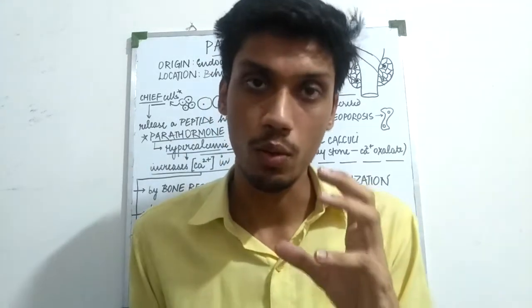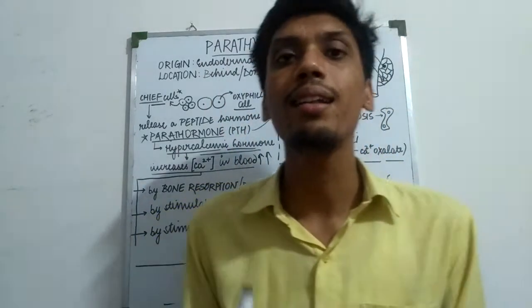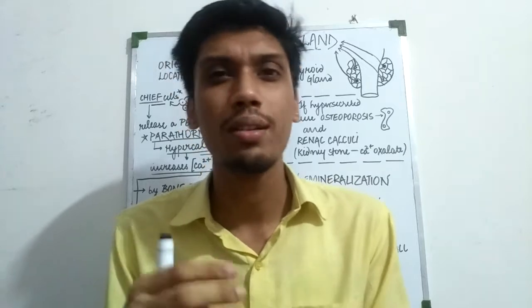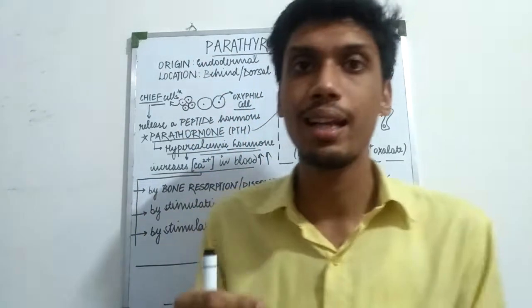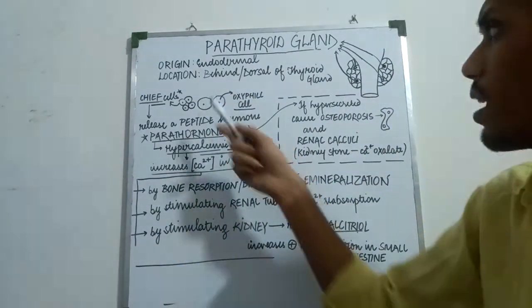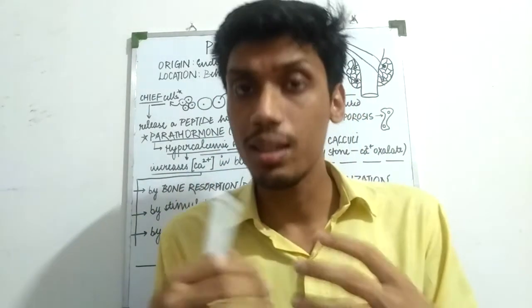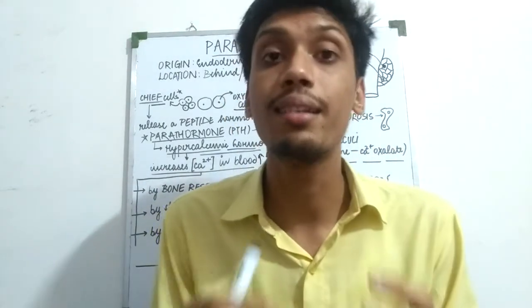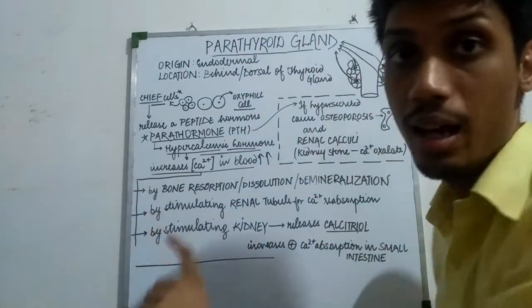This is a very important thing to be noticed, because in NCERT this gland has been given in only 6 to 7 lines. The starting lines are about the location and what this gland is. And then the other paragraph is solely related to how it increases calcium concentration in your blood. So that's why these 3 points are very major.